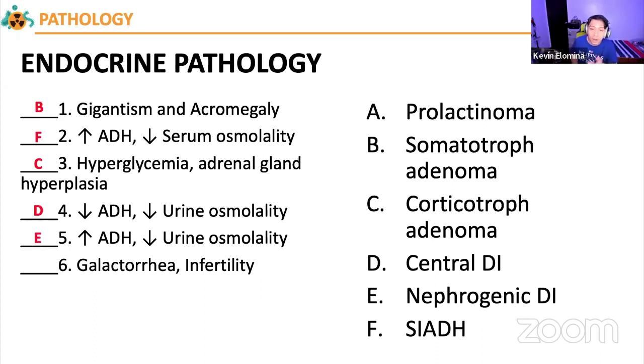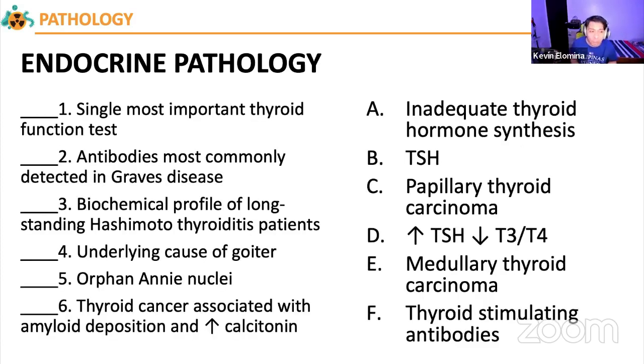Maybe your kidneys are not sensitive to your antidiuretic. What adenoma are we dealing with? It's your prolactin cell adenoma, prolactinoma. Now, what is the single most important thyroid function test? It's your thyroid stimulating hormone because that can differentiate your primary and your secondary hyper and or hypothyroidism.